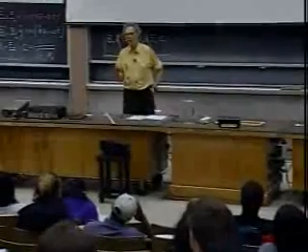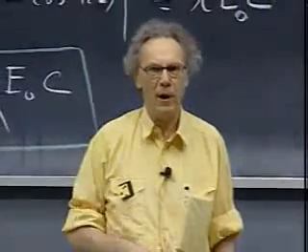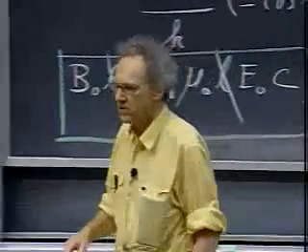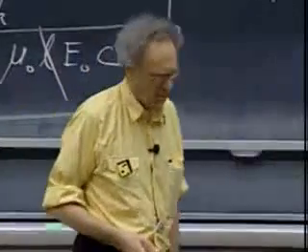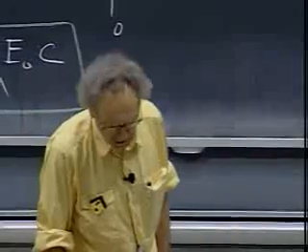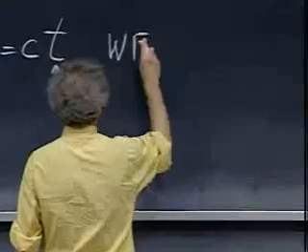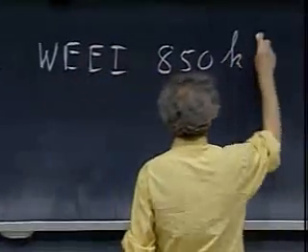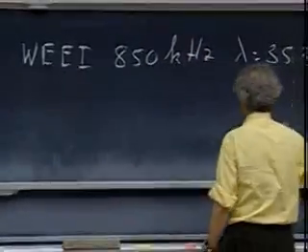Radio waves can be generated by oscillating charges. And we'll talk about that a great deal in the next lecture. So you run alternating current through wires called antennas. This is an antenna. And then you create electromagnetic waves. And radio stations transmit at a well-defined frequency. For instance, WEEI transmits at 850 kilohertz, wavelength 353 meters.